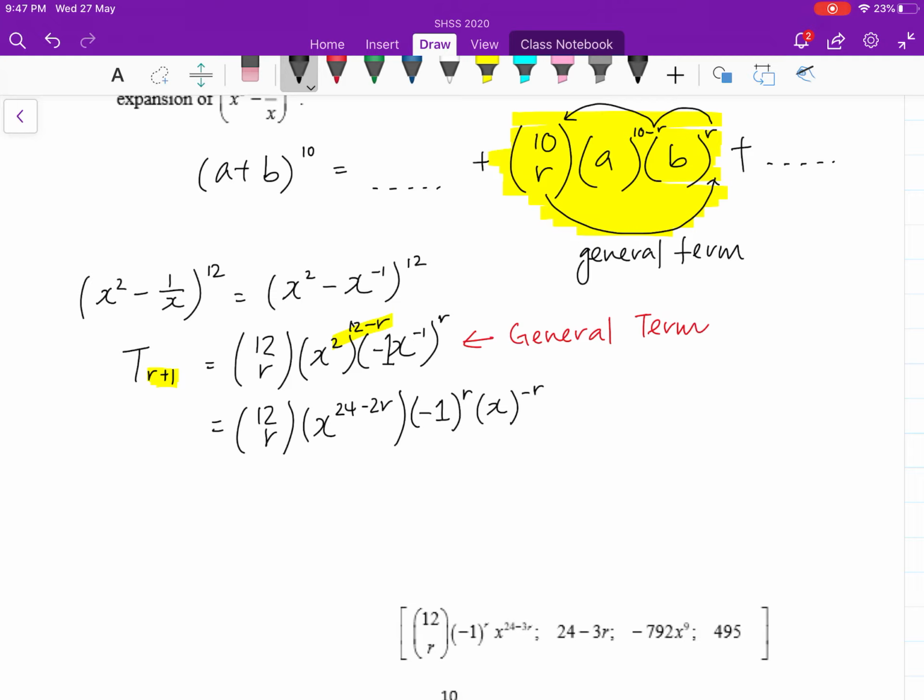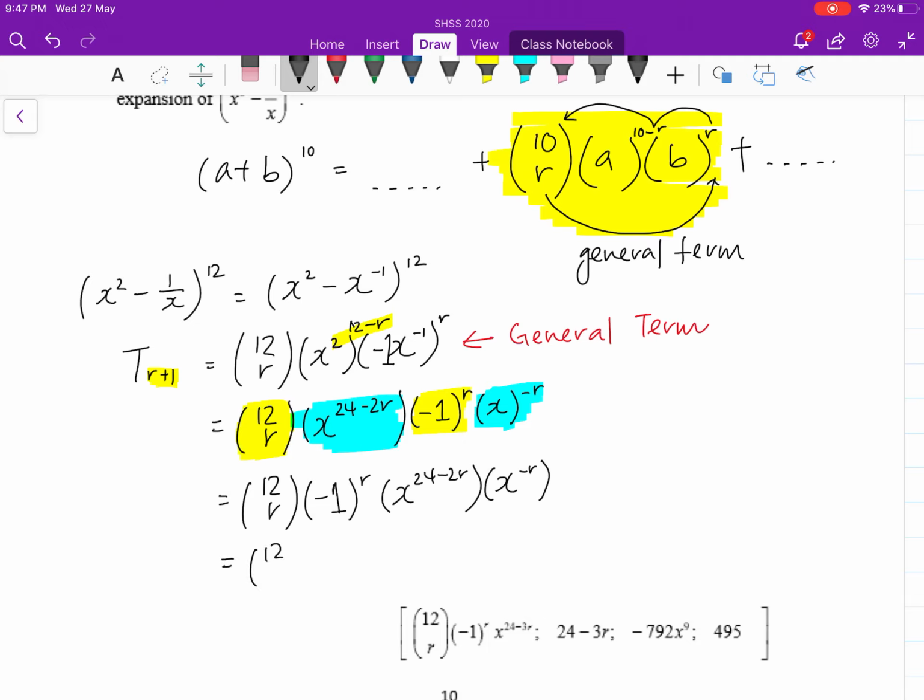What is a number? What is x? This obviously is a number. This obviously is a number. This obviously is an x term, and this obviously is an x term. Now we are going to rearrange these terms. I'm going to put the number with the number. Now this is the coefficient, and then the x part will be x to the power of 24 minus 2r multiplied by x to the power of minus r. So this is the coefficient. I'm going to leave it like that.